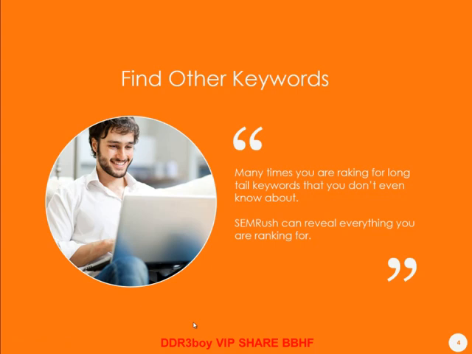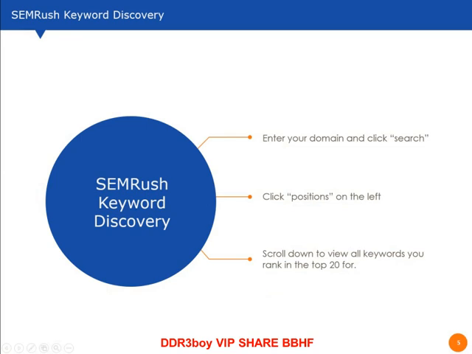Now, there are ways to find other related keywords that you're performing well for. So many times you are ranking for long tail keywords that you don't even know about. And SEMrush is one good way to reveal everything that you are ranking for. And we've looked at that in previous lessons, but basically, again, SEMrush keyword discovery, you enter your domain and click search. Then positions on the left, scroll down to view all of your keywords that rank in the top 20. So let's take a look at that.